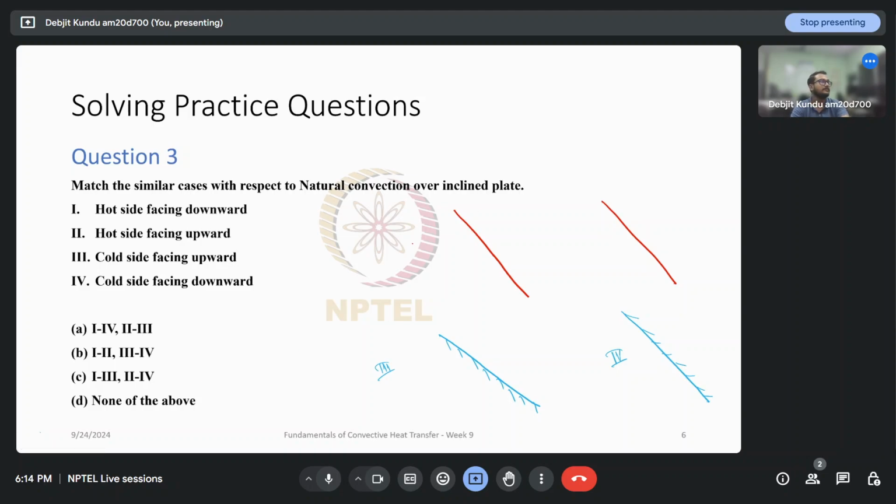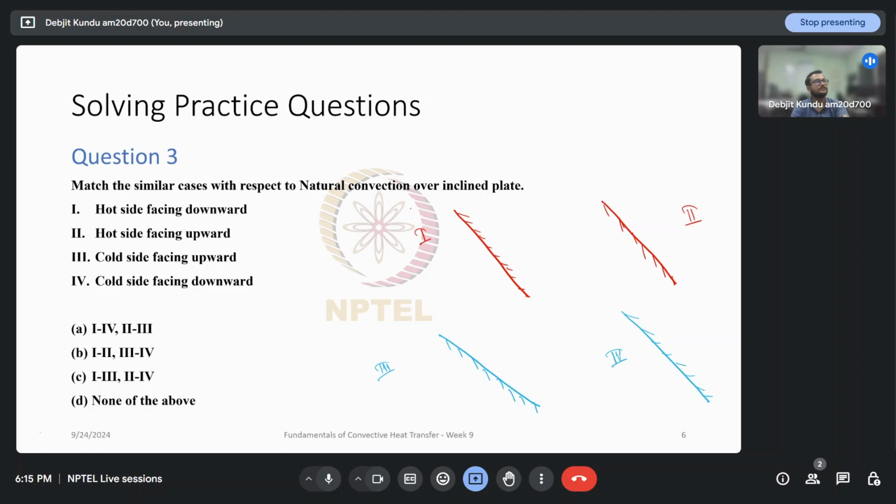And in red, this is option 1, hot side facing downward, this is how it is, and hot side facing upward. So this is how this one is. This is option 2. So these are the 4 configurations.